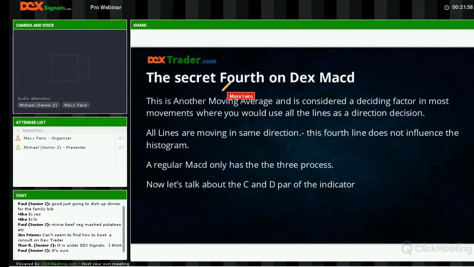Before we go over to show you that, the secret fourth on the Dex MACD is another moving average that I applied, which gives you a third variance of direction. If you use this, with all three or all four lines facing in the same direction, it will help create a level of momentum and direction, which I'll show you in a technique very shortly.